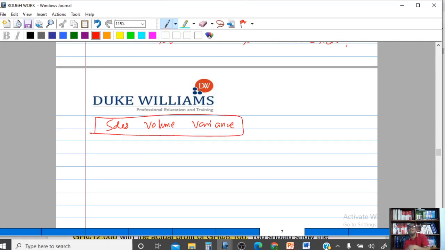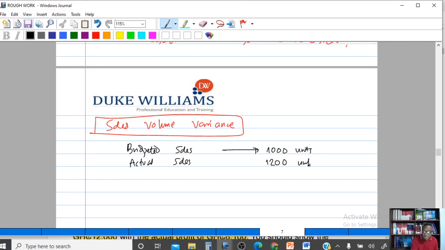It will depend on whether the organization is applying absorption costing principles or marginal costing principles. But the bottom line is we go to the basics and say, budgeted sales. What is budgeted sales? 1,000 units. How much did we sell? Actual sales 1,200 units. That sounds like good news, favorable. To sell more is always a good thing.